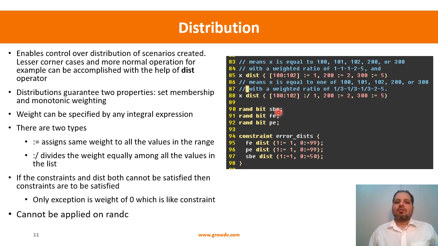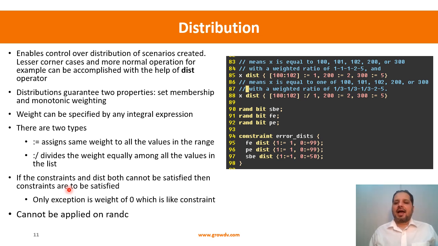Okay, so now one other point that we need to take into consideration, as I said, is that dist and the set membership are not exactly the same. Why? If I have defined a constraint and I have defined a distribution, both of them are possible. So what I can do is say x inside 0 to 100, and then I will also define a distribution saying x dist. Now there are two possibilities.